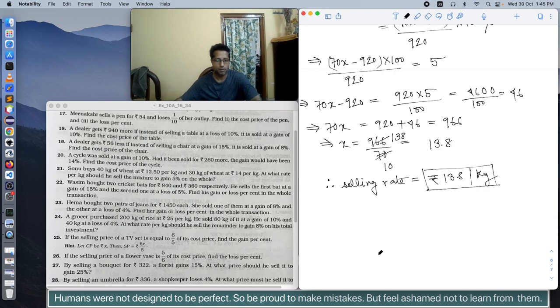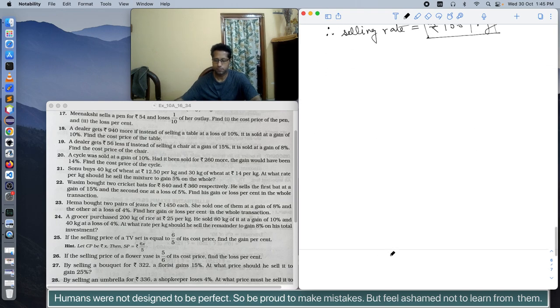Okay, let's solve question number 22. Wasim bought 2 cricket bats for rupees 840 and rupees 360 respectively. He sells the first bat at a gain of 15% and the second one at a loss of 5%. Find his gain or loss percent in the whole transaction.